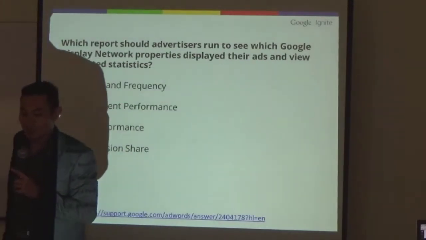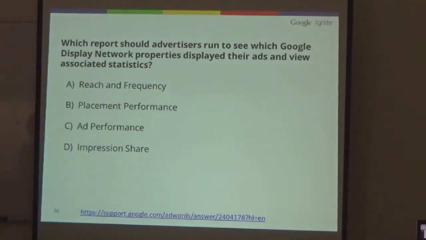Okay, next. Which report should advertisers run to see which Google Display Network properties display their ads and view associated statistics?